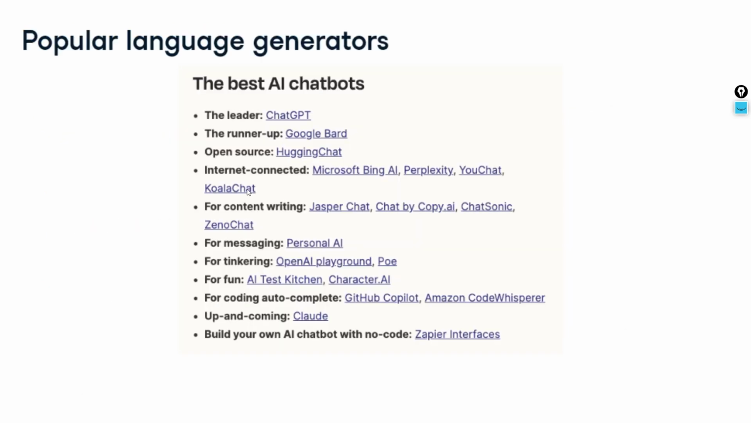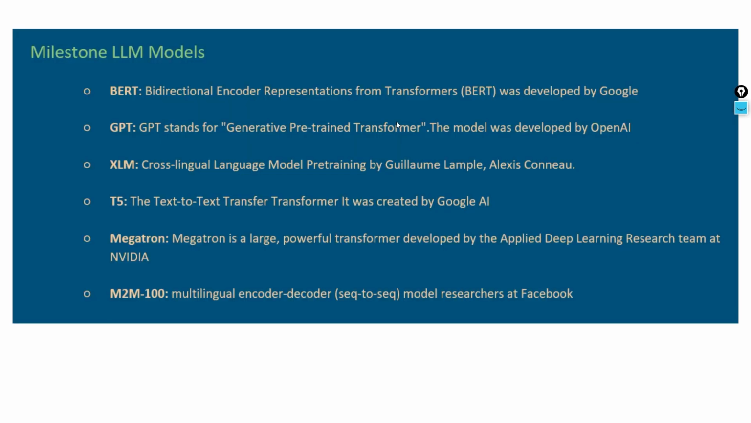These are some popular language generators, like ChatGPT from OpenAI, Google Bard, and HuggingChat, which is open source, from Hugging Face. These are different examples of the best AI chatbots. If you're interested, you can open this particular website and explore all of this.